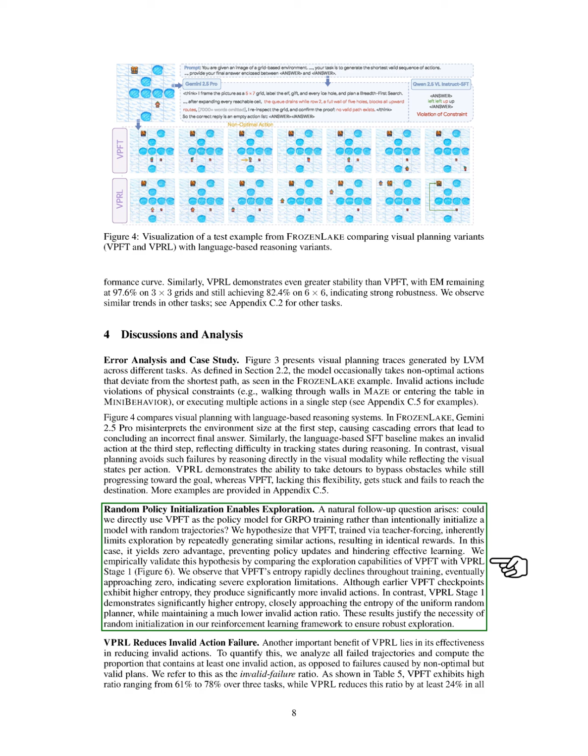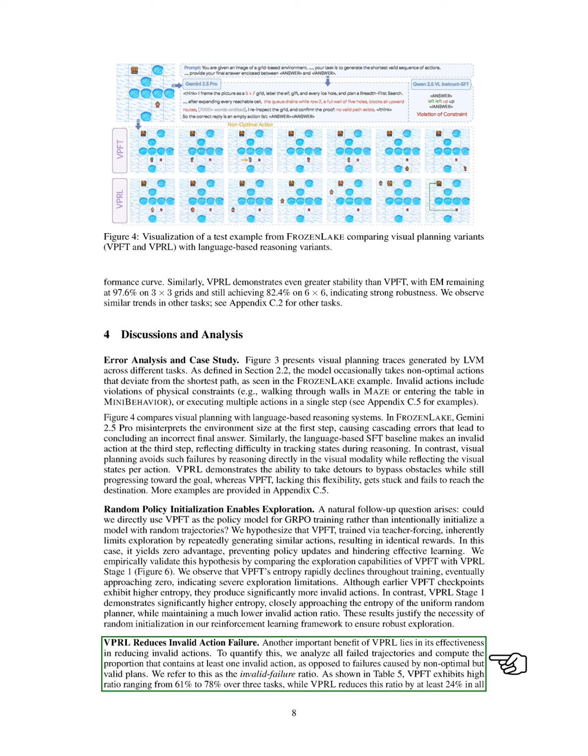Our experiments confirm this, showing that VPFT's exploration capabilities decline rapidly during training, nearing zero entropy, indicating significant exploration constraints. Although earlier VPFT checkpoints show higher entropy, they also result in many invalid actions. In contrast, VPRL Stage 1 maintains much higher entropy, similar to a uniform random planner, while having a lower rate of invalid actions. These findings highlight the importance of random initialization in our reinforcement learning framework for effective exploration.